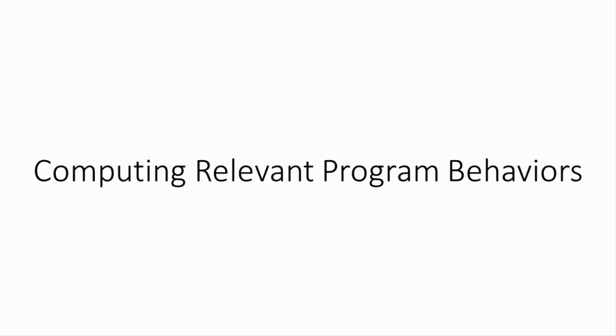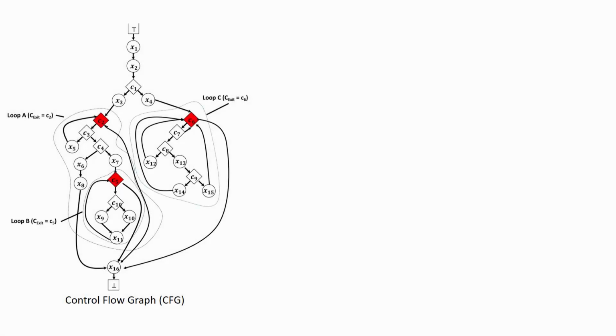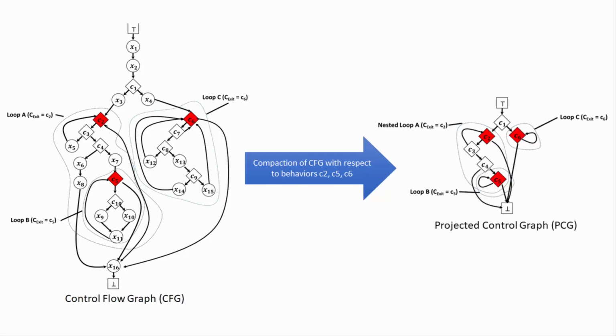This demonstration shows how we can improve the accuracy and efficiency of software engineering tasks by computing all relevant program behaviors. A traditional analysis reasons about all paths in the control flow graph, which can be exponential for the case of non-nested branching. However, if we were to consider only the relevant behaviors for a given analysis task, the paths in the control flow graph can be collapsed to a compact graph abstraction called a projected control graph, or a PCG for short. A PCG represents the information that is necessary and sufficient to reason about an analysis task with respect to the behaviors of interest.